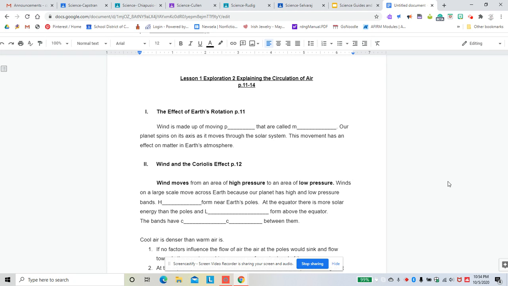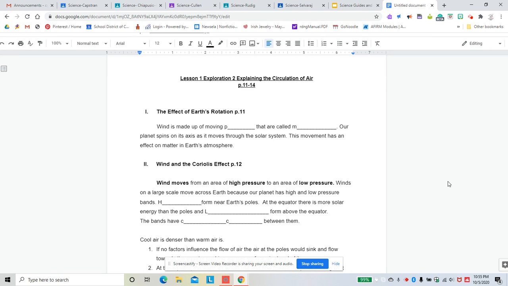High pressure bands form near the Earth's poles, the North Pole and South Pole. As the equator gets more solar energy, or sun energy, than the poles, low pressure bands form above the equator. The bands have convection cells between them. So high pressure bands near the poles, low pressure bands near the equator. And you can see this as we're talking through on page 12 in the pictures to the right of the reading. Cool air is denser than warm air is.